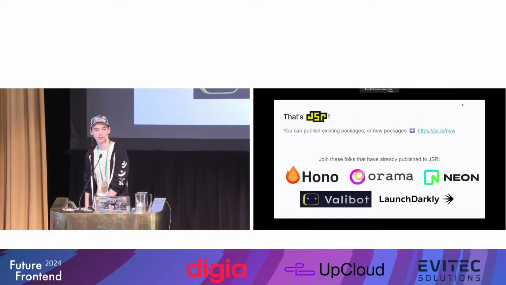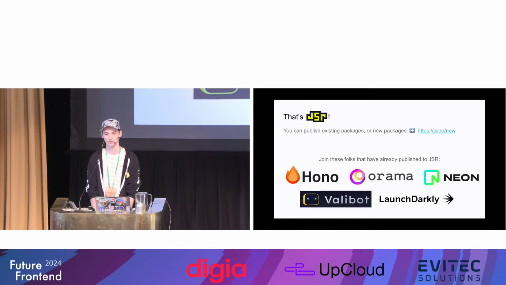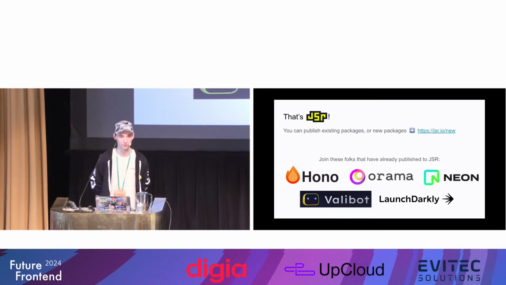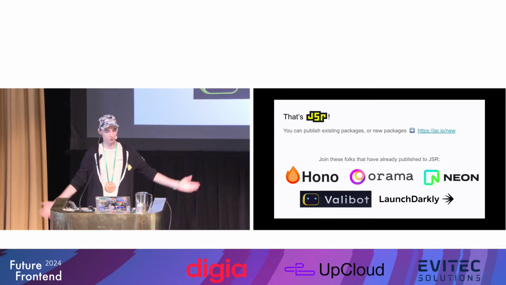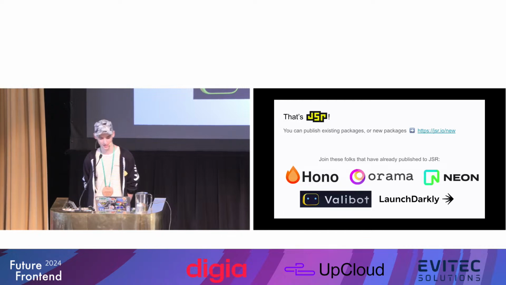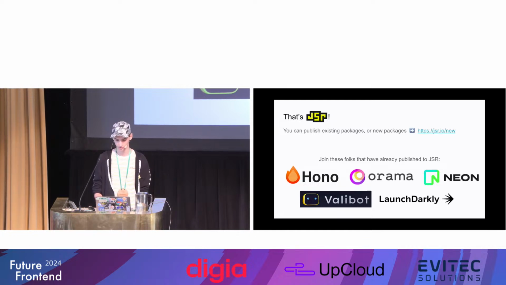So that's all I had to show about JSR today. We'll have a little bit of a Q&A at the end after Joe's talk. But if you want to try out JSR, just head to jsr.io. If you want to publish a new package, jsr.io/new. And there's already a bunch of different packages on there that were at some point also published to npm, like Hono, the web framework, or Orama, the search engine, Neon, the Postgres database driver, Valibot, the TypeScript input verification library, I guess, LaunchDarkly, a feature flag system. You can find all those on JSR already.